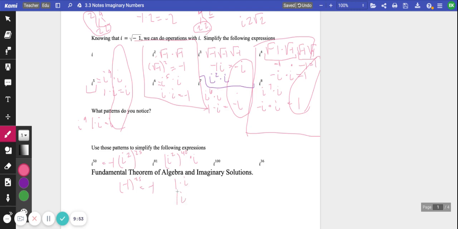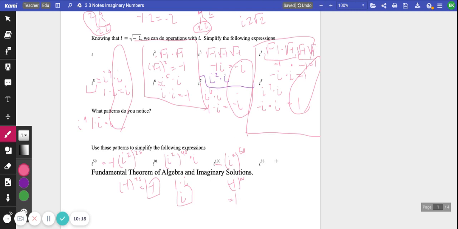Okay, i to the 100. So I have i squared. How many times do we have that? I have it 50 times. So i squared is -1 to the 50th power, which is going to equal a +1. Or you can say, oh, I know that 100 is divisible by 4, so that makes it just a +1.